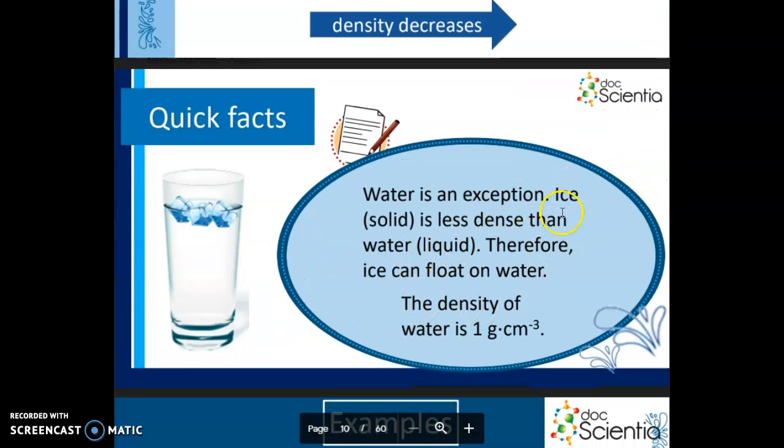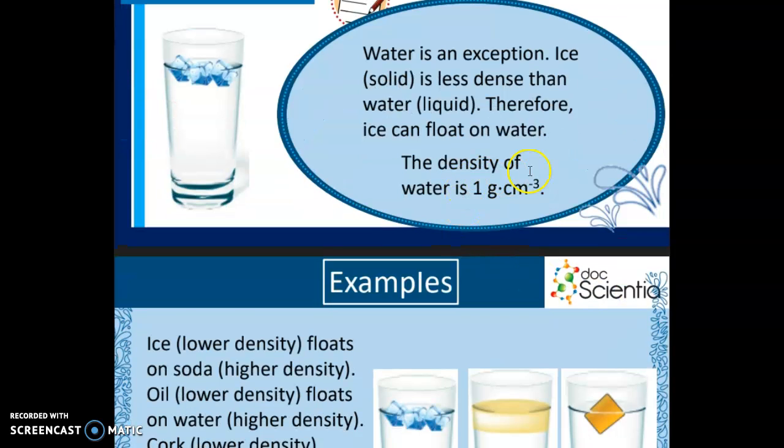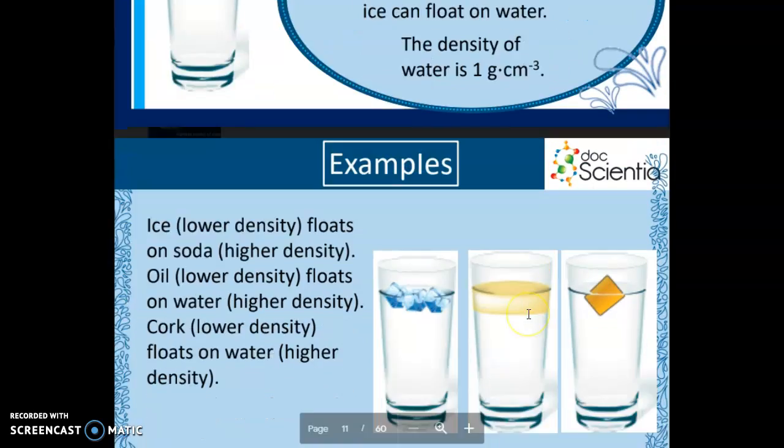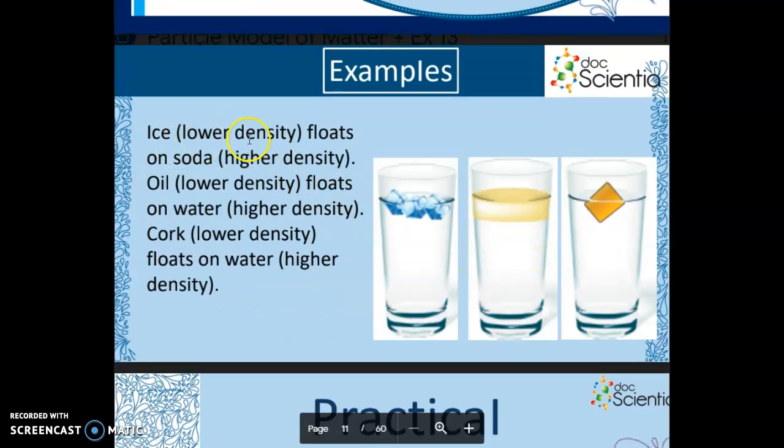Water is an exception, actually. Ice is less dense than water, which is a liquid. Therefore, ice can float on water. And the density of water is 1 gram per cubic centimeter. Ice, with a lower density, floats on soda, which has a higher density. And oil, which has a lower density, also floats on water, which has a higher density. And cork has a lower density and therefore also floats on water.